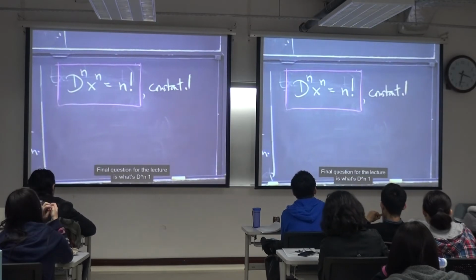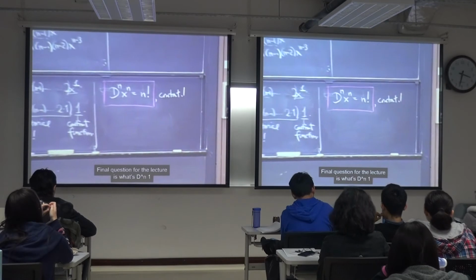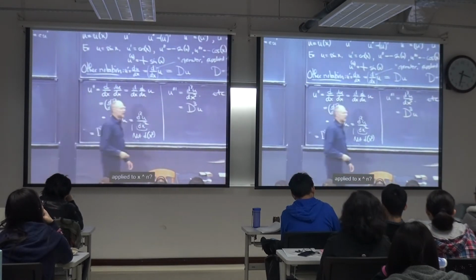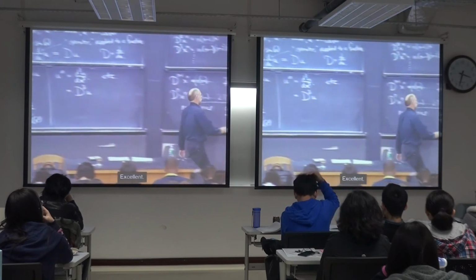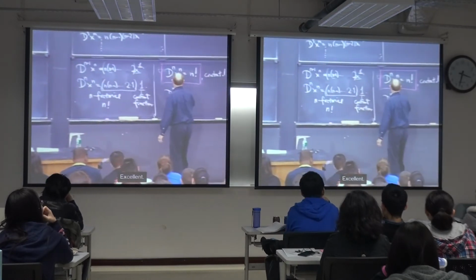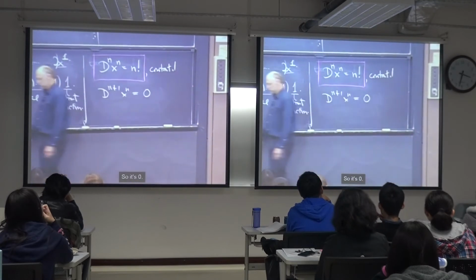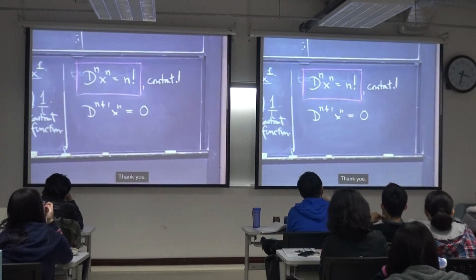Final question for the lecture is, what's d^(n+1) applied to x^n? Ha, excellent. It's the derivative of a constant, so it's 0. Okay, thank you.